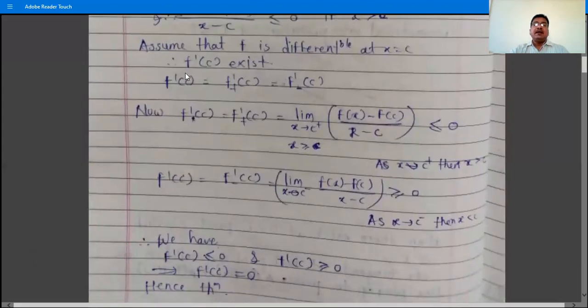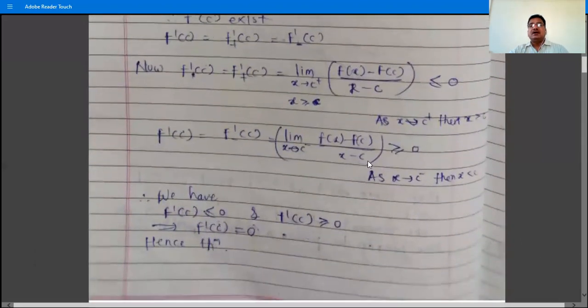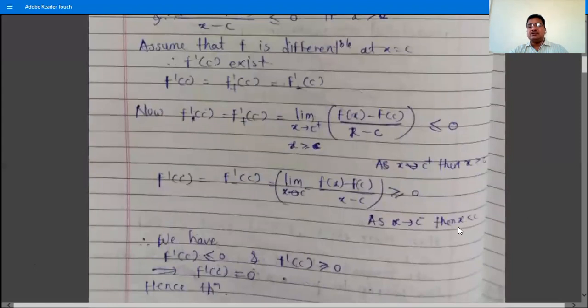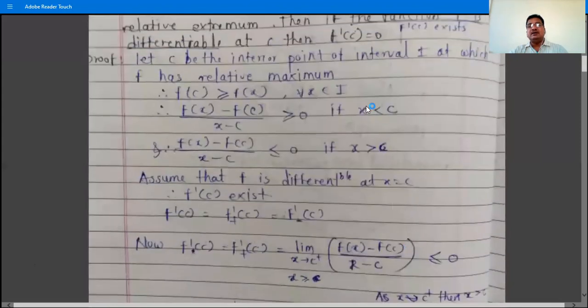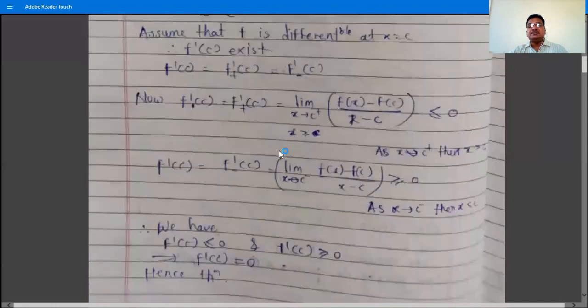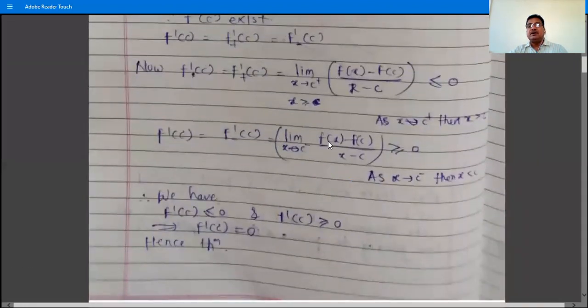Then take f dash c as f dash c minus, which by definition is the limit x tends to c minus of f of x minus f of c divided by x minus c. And again, x tends to c minus means x is less than c, and if x is less than c, then f of x minus f of c divided by x minus c is greater than or equal to 0, and therefore its limit is greater than or equal to 0.